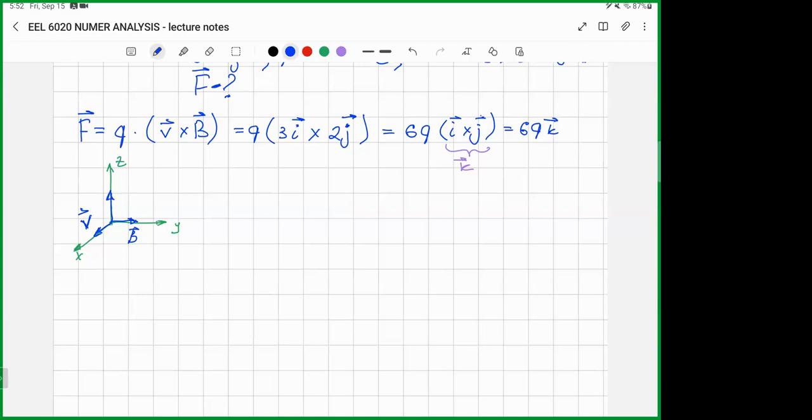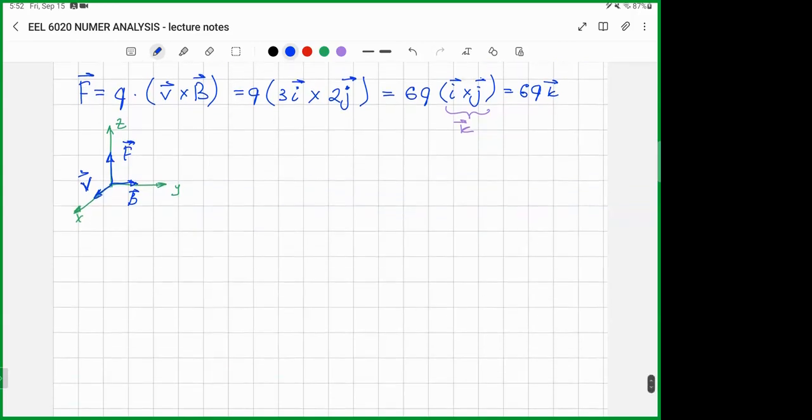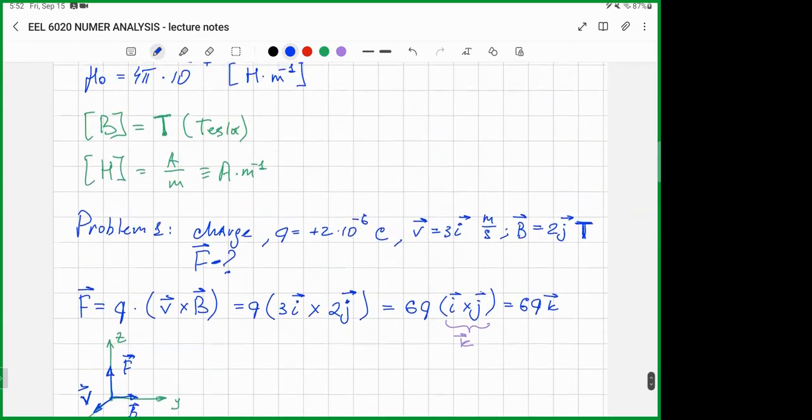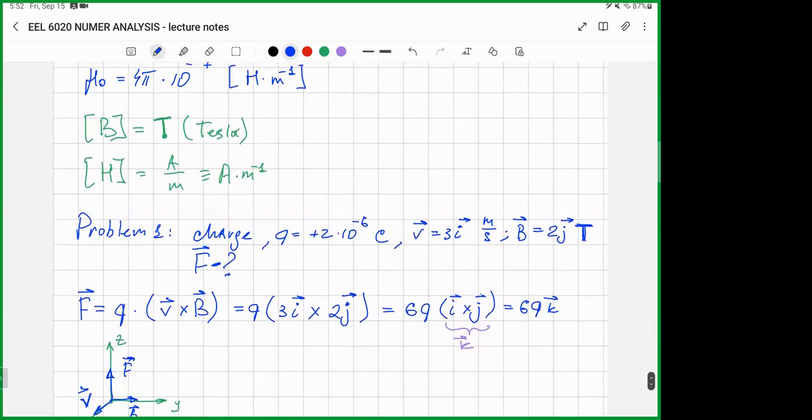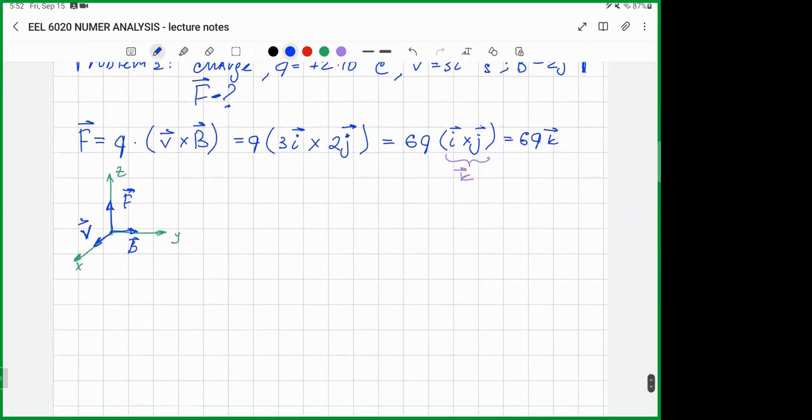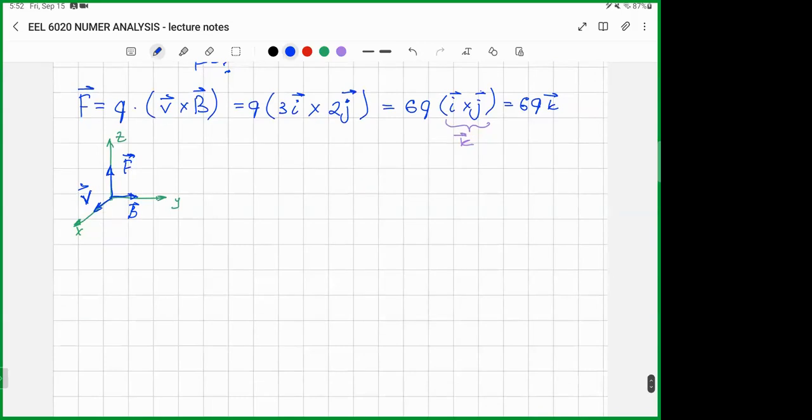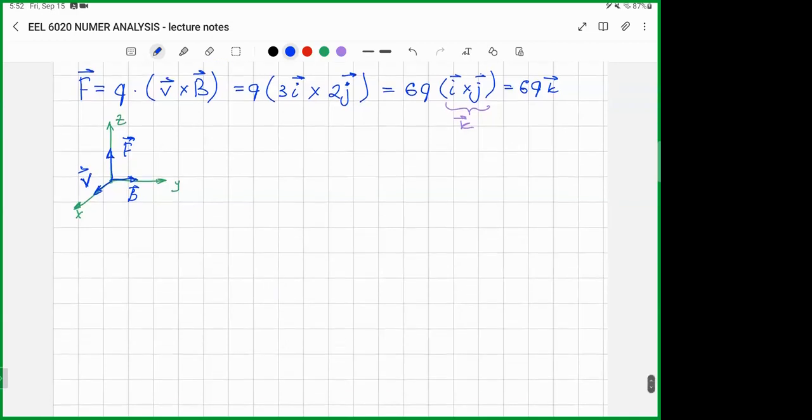So this is the force, and the value of this force is 6 Q. So you substitute for Q 2 × 10⁻⁶, and get the result. Okay, so this is the first problem. This is the answer to the first problem. Let's consider another one, which is a more important, more interesting problem. Problem two.